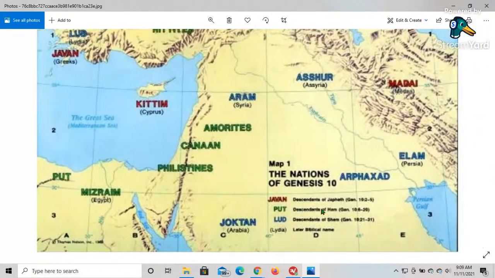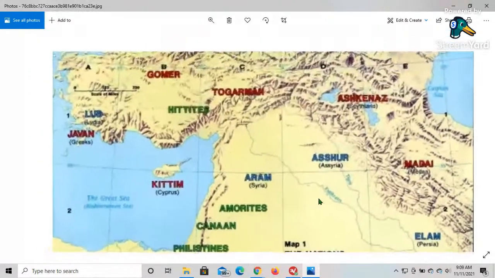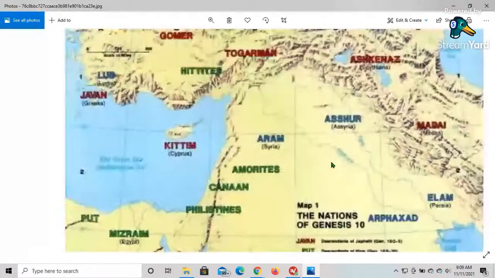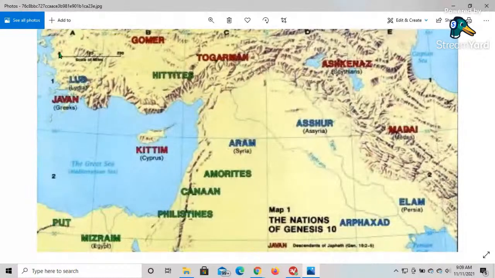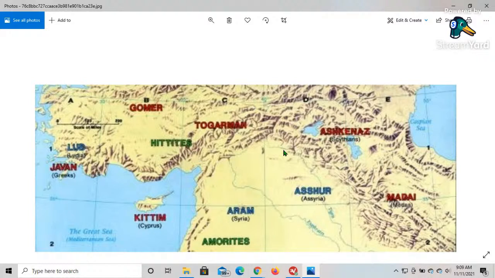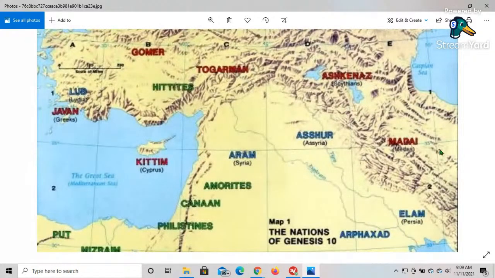As we'll see, the descendants of Ham are Canaan, Mitzrayim, Put, and the other one is Cush, which is very, very well known. The descendants of Japheth are Javan, Tiraz, which is not even shown here, Gomer, Madai, Meshech, Tubal, Magog. I got Gomer. The 7 sons. Anyways, they're not shown here. We got to find a better map.